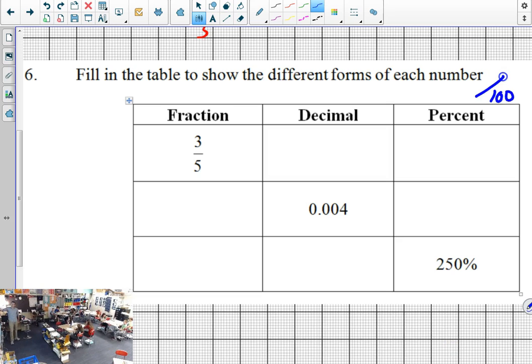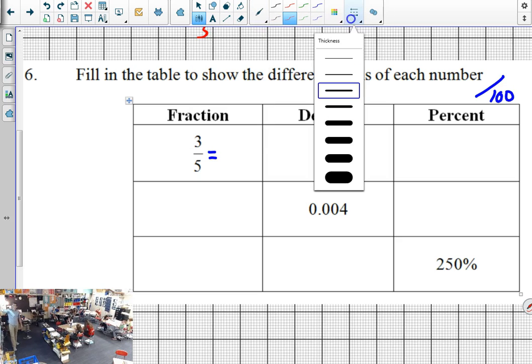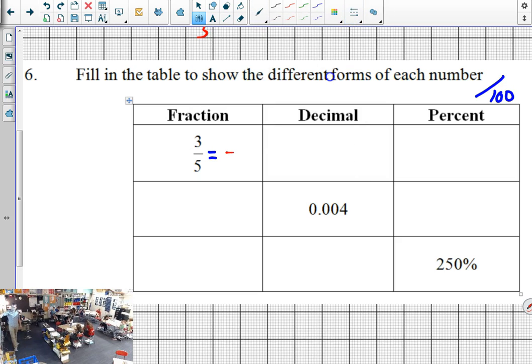Out of 100. So wait a minute. Fraction and percent really work very well together. All I gotta do is figure out how to get my fraction over 100, and that number is my percent. So how could I get 3/5? What could I do to it to get it over 100?